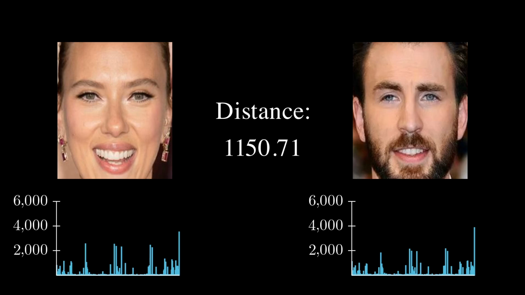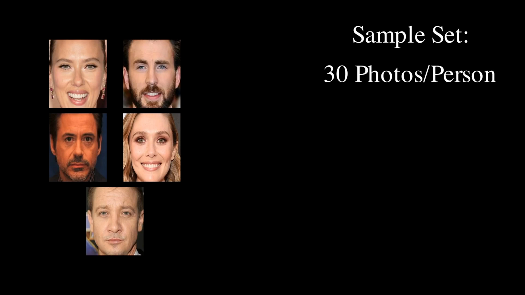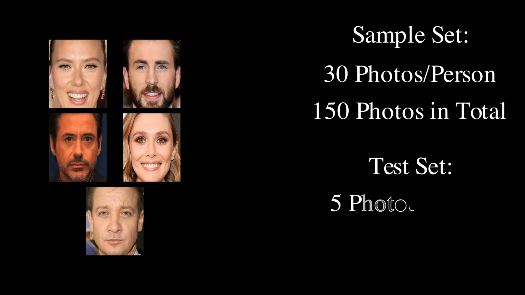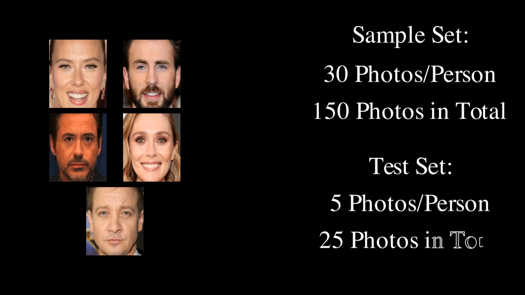Well, no algorithm is going to be correct 100% of the time, so to get an idea of how effective this algorithm is, let's run a test. For this test, we're going to consider 5 different people, and we're going to have 2 sets of photos for them. The first set is the sample set. Here, we're going to have 30 photos for each person, giving us 150 photos in total. This set is going to serve as our identity library, where these photos already have identities confirmed for them. And the second set is our test set, which has 5 photos per person, giving us 25 photos in total. This set is going to be used to test our algorithm.